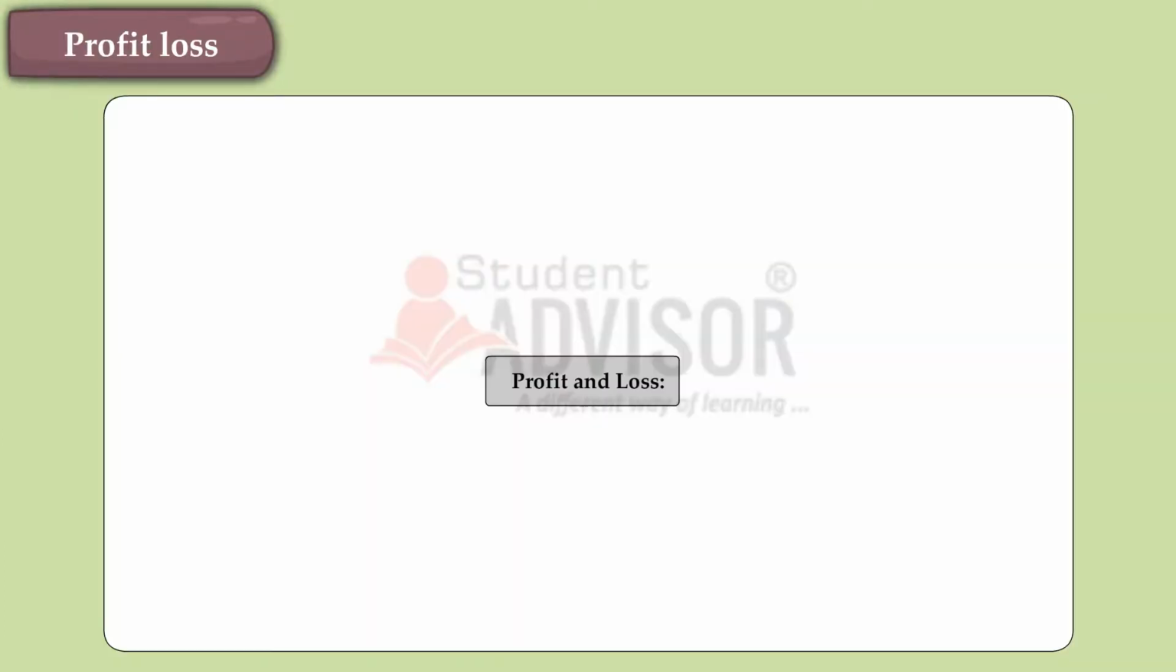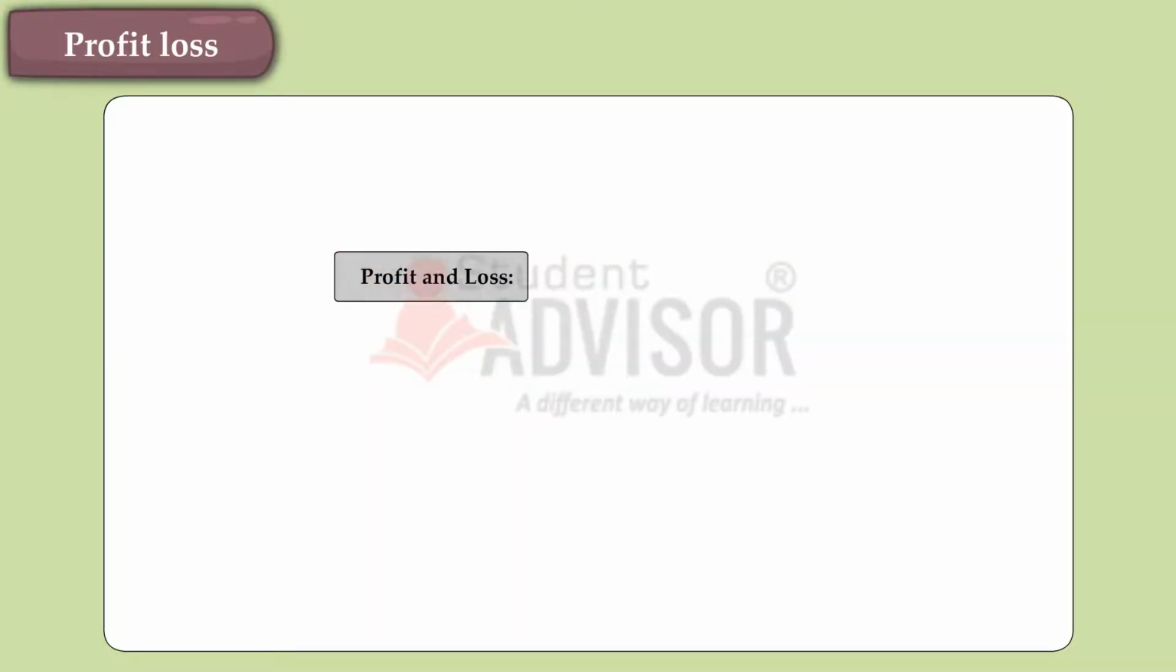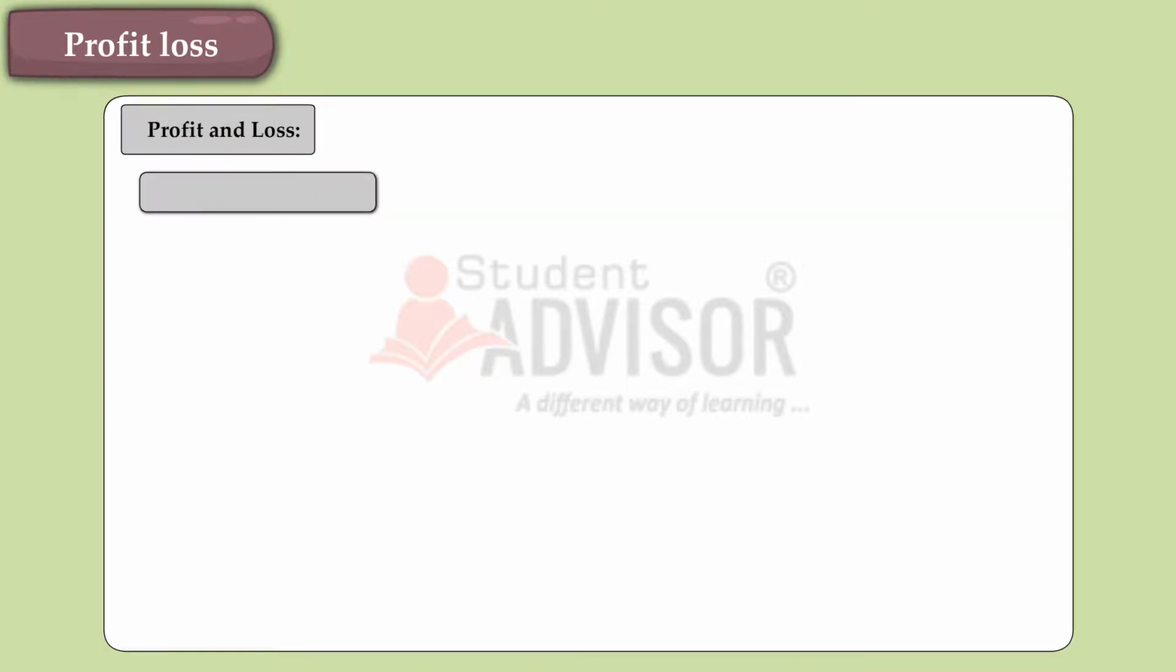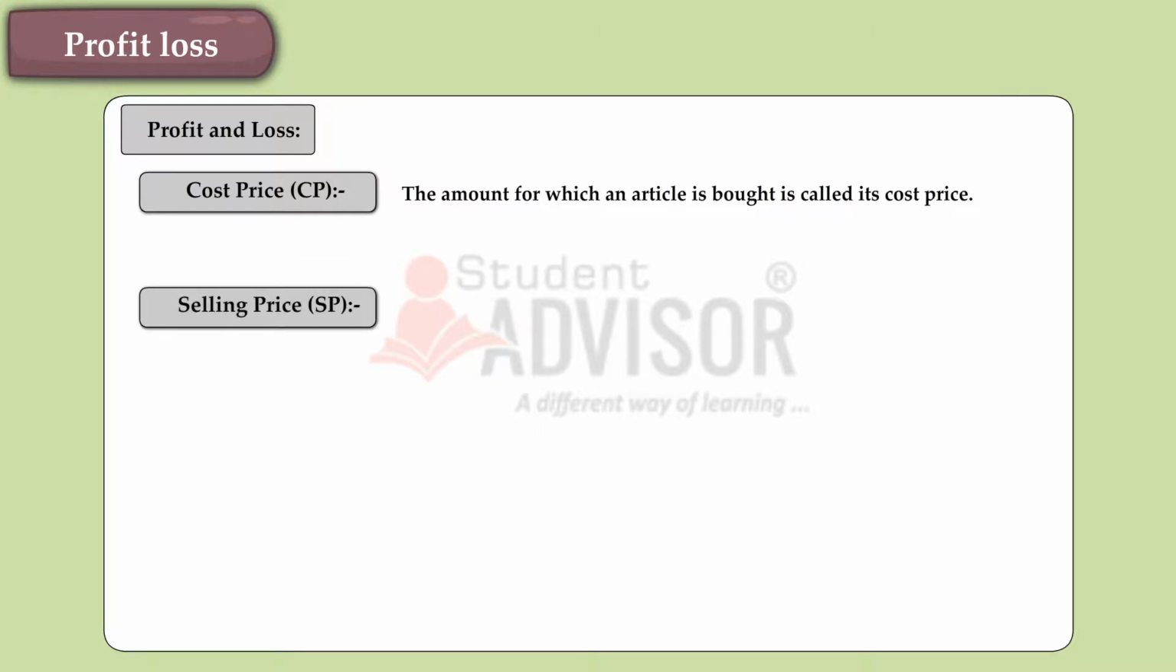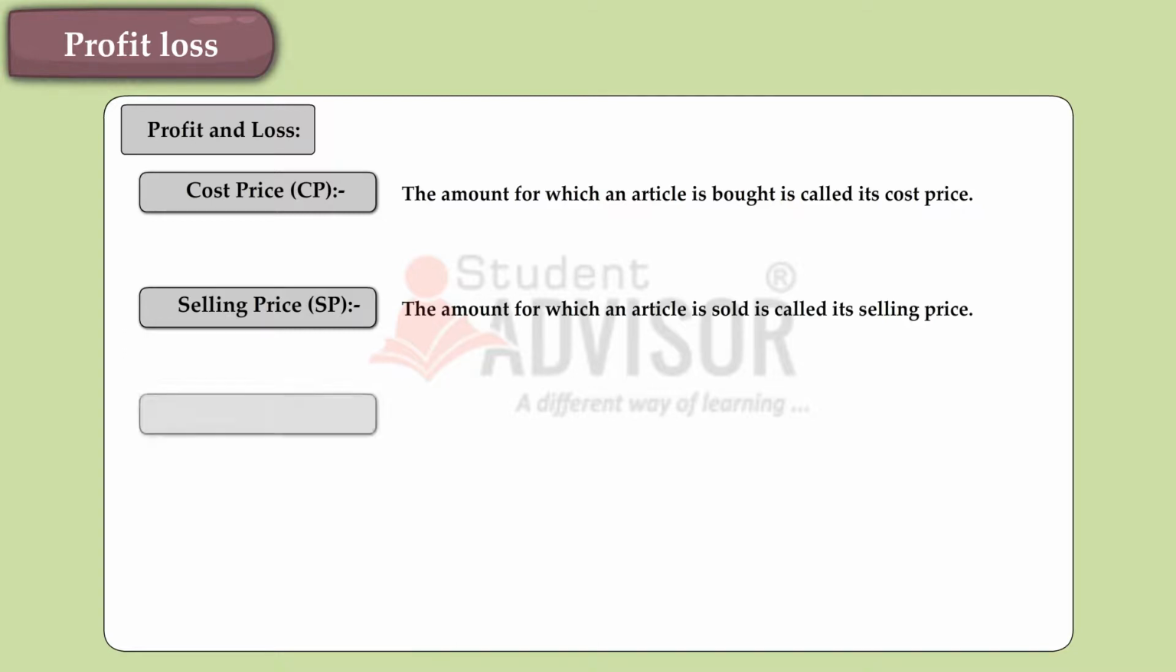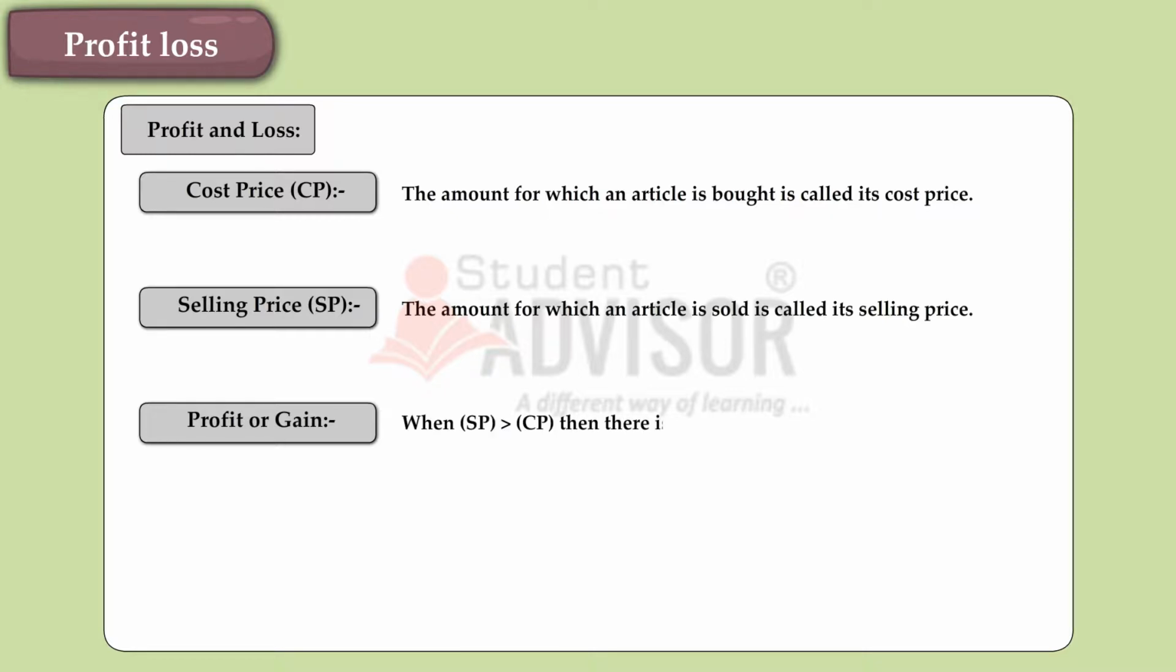Profit and loss. Cost price. The amount for which an article is bought is called its cost price. Selling price. The amount for which an article is sold is called its selling price. Profit or gain. When selling price is greater than the cost price, then there is a gain.